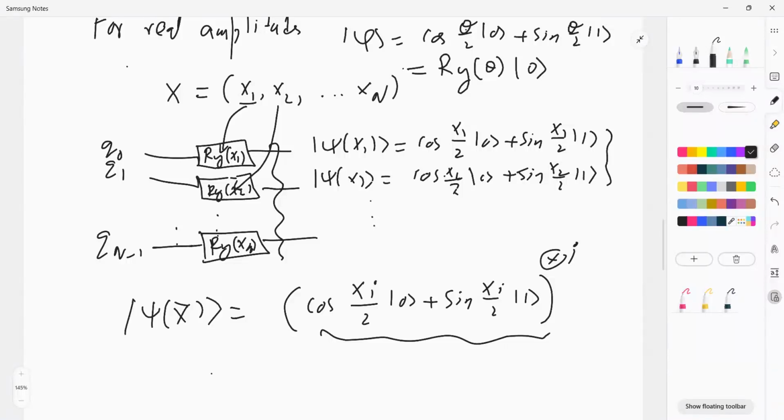So we need n qubits. So the number of qubits that we need is equal to the number of features that we have, and we are able to encode the data in the angle in this state.